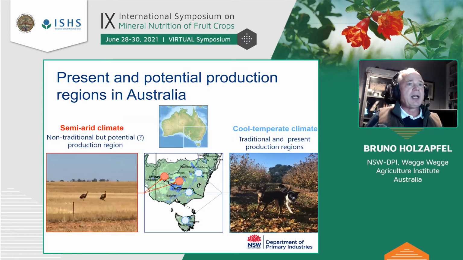So in Australia, there are some present production areas which are in the cool climate regions of New South Wales, Victoria, and Tasmania. And then there are potential areas which are in the semi-arid climates further inland in our large irrigation areas, which obtain their water from the Murray-Darling system.